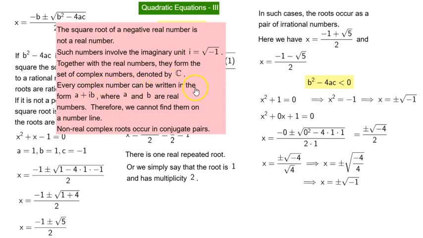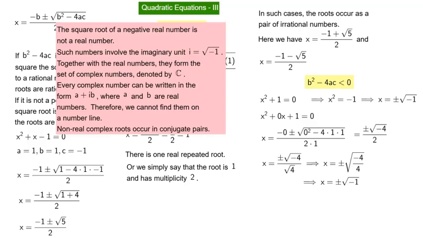Every complex number can be written in the form a plus ib, where a and b are real numbers. But because of this i, we say b is the imaginary part. Therefore, we cannot find them on a number line. Now, non-real complex roots occur in conjugate pairs.